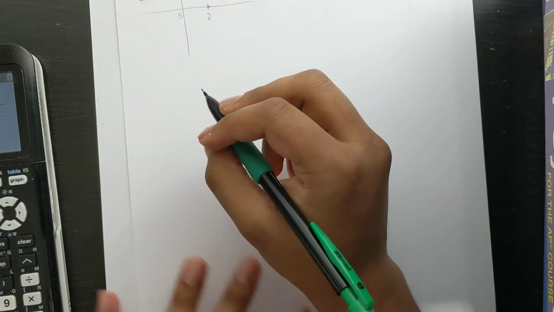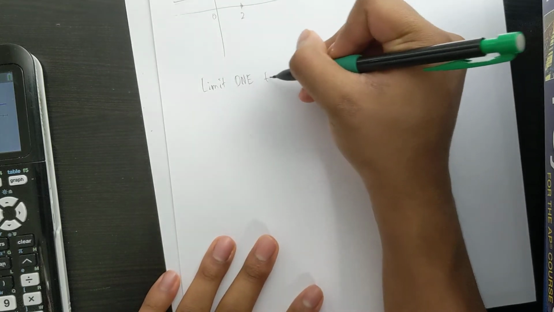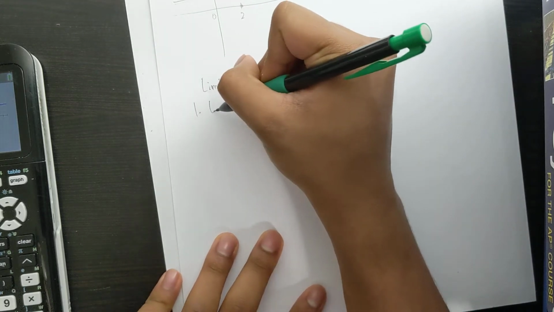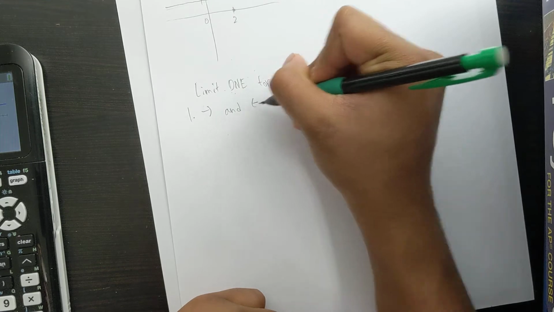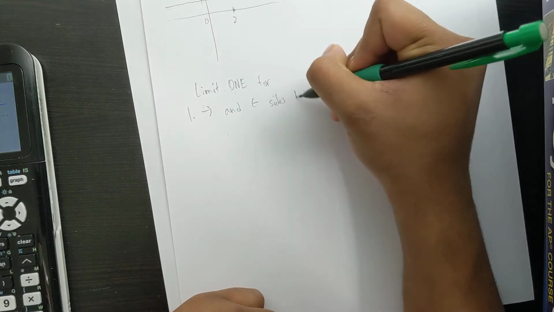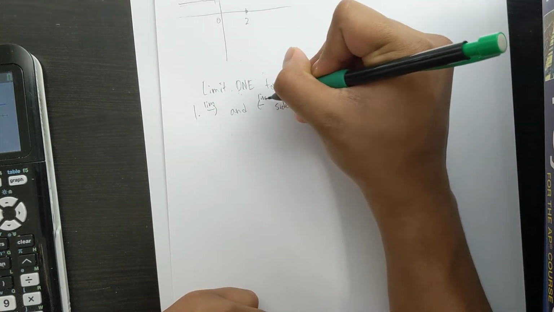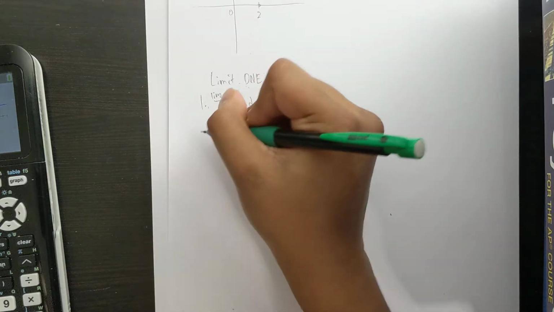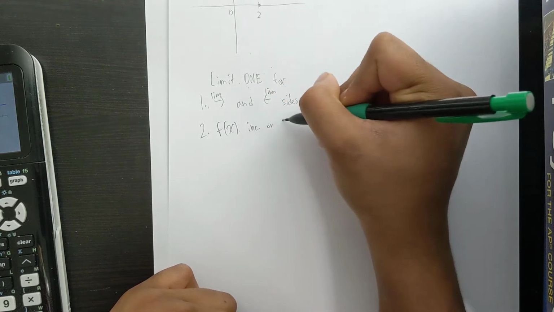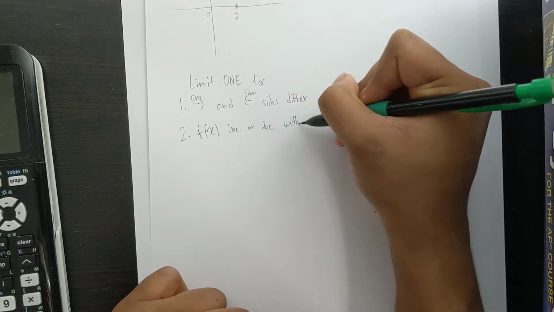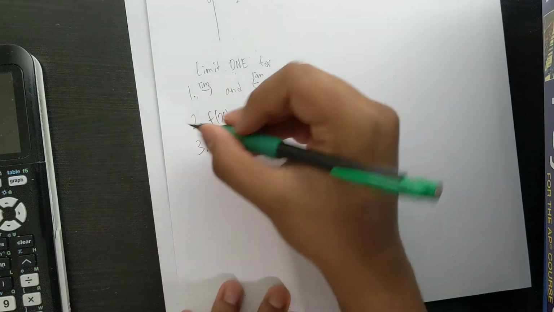There are 3 criteria for when the limit does not exist. I'm going to abbreviate all these 3 things. Number 1, left and right sides differ. So I'll write limit above these: the limit from the left and the limit from the right have to agree. Number 2, f of x increases or decreases without bound, meaning going to infinity. And there's one more: oscillating behavior.